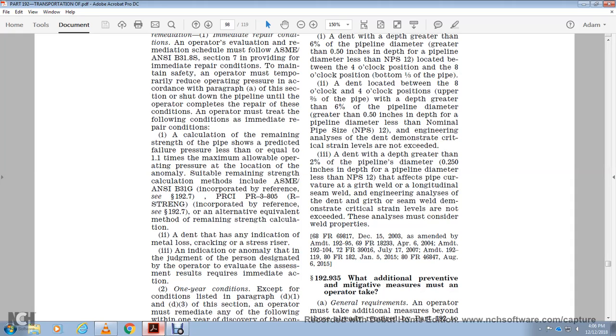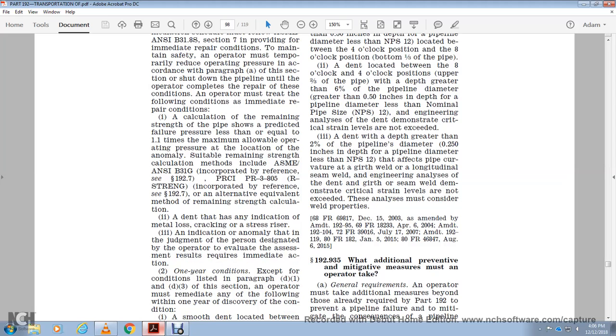A calculation of the remaining strength of the pipe shows a predicted failure pressure less than or equal to 1.1 times the maximum allowable operating pressure at the location. Acceptable remaining strength calculation methods include ASME/ANSI B31G, incorporated by reference in section 7, RSTRENG, incorporated by reference, or an alternative equivalent method of remaining strength calculation. Also, a dent with indications of metal loss, cracking, or a stress riser. Any indication or anomaly that, in the judgment of the person designated by the operator to evaluate the assessment, requires immediate action.